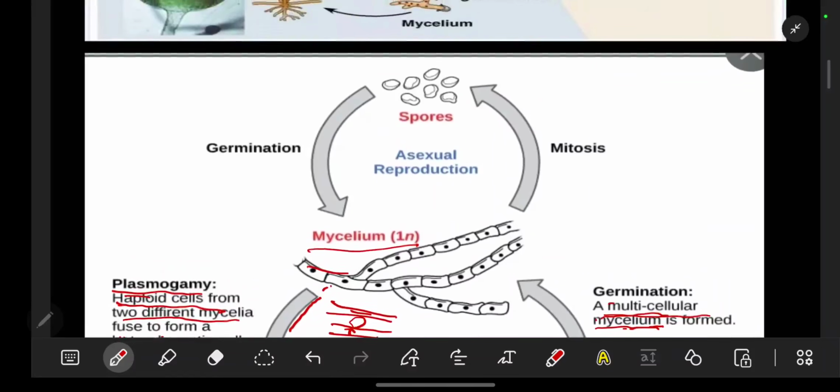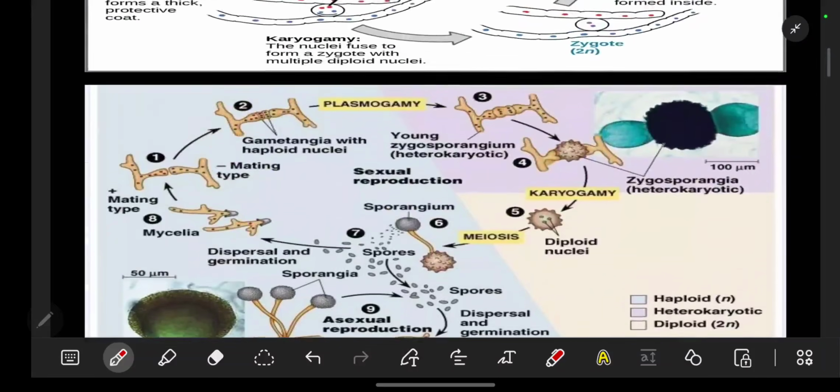The cycle continues. Then this is asexual reproduction. From this stage, when they are not specialized, they will just be able to undergo mitosis. Mitosis will produce the spores. Spores will germinate. The cycle continues like that.